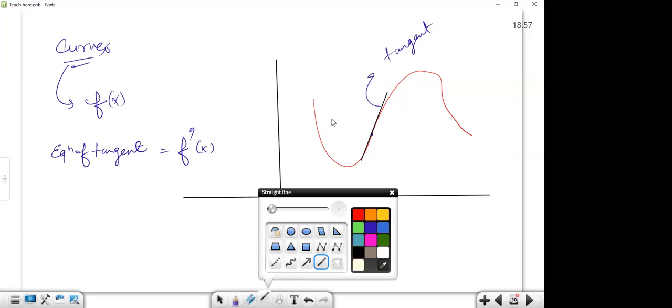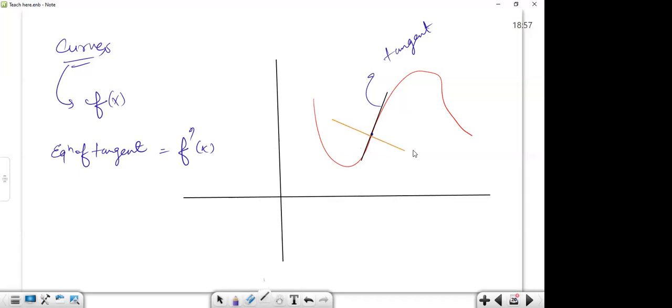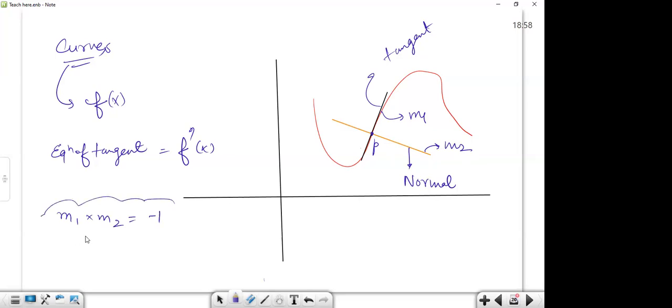Normal is a line which is normal to the tangent at that particular point. At which point? Here, as we are discussing about this P, so let's call this the normal. As these two lines are perpendicular to each other, let us say its slope is m1, and its slope is m2. So if these two lines are perpendicular to each other, their slope multiple comes out as -1.